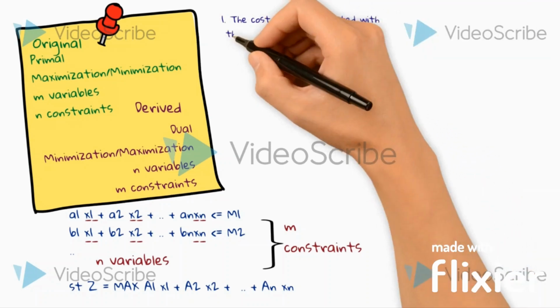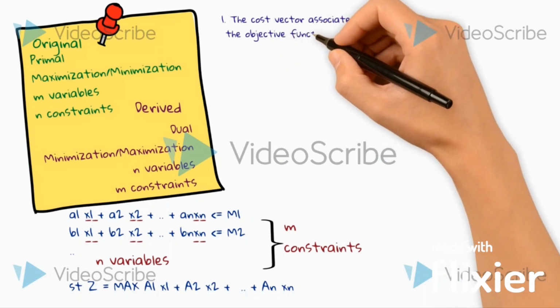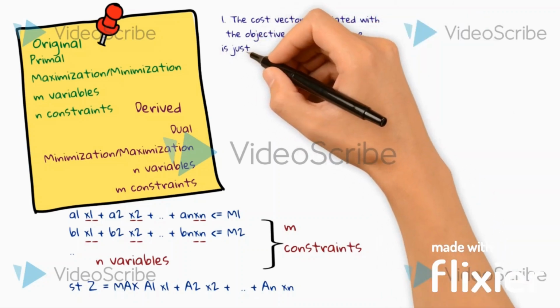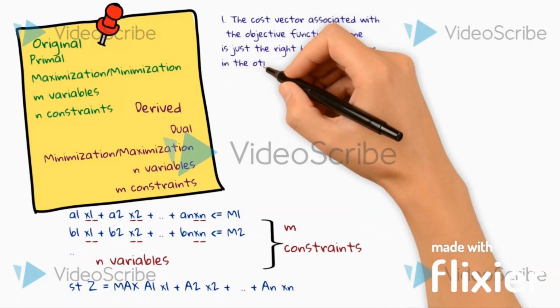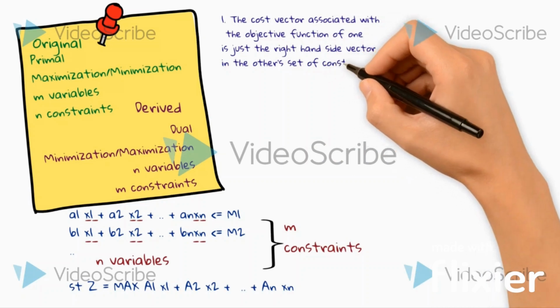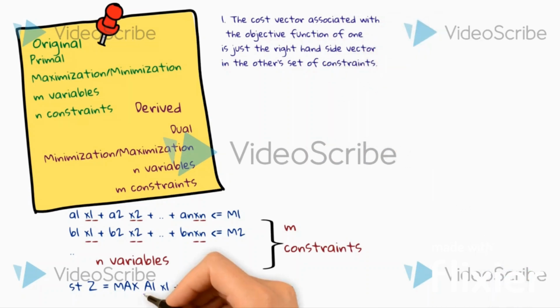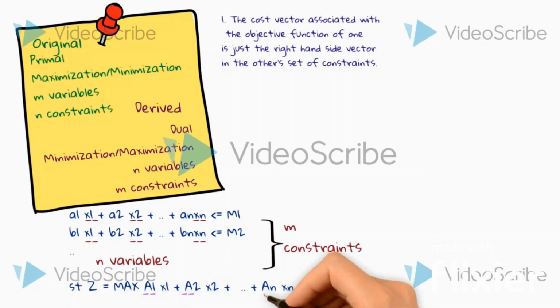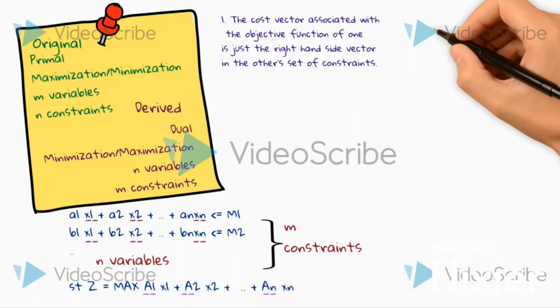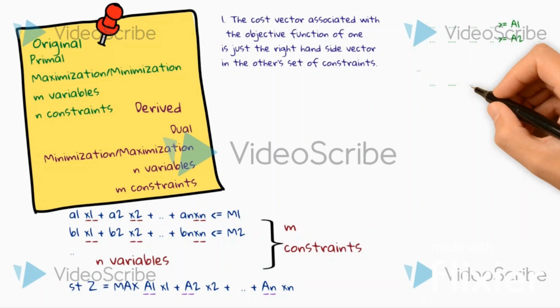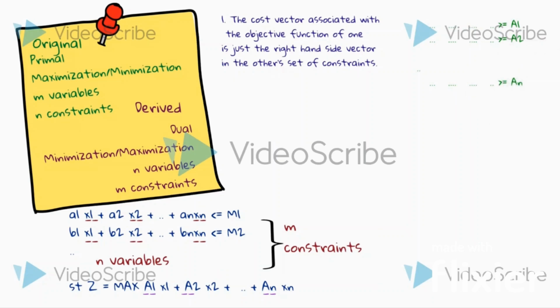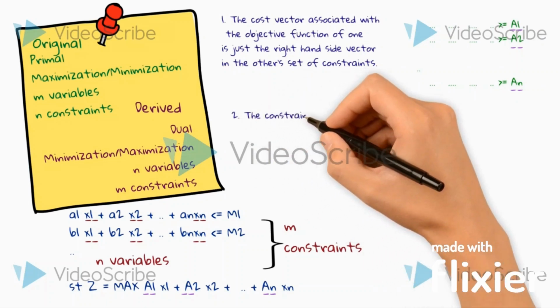So two things we need to keep in mind. First is the cost vector associated with the objective function of the one, which we usually take as the original, the primal. It'll just be the right hand side vector in the other set of constraints. So what we mean here is we have our objective function, right? Z is equal to max a1 x1 plus a2 x2 and so on till an xn. So these coefficients a1, a2, so on till an are going to appear on the right hand side of the constraints of the other. So if a1 till an are the coefficients of the objective in the primal, they're going to appear on the right hand side of the constraints in the dual.